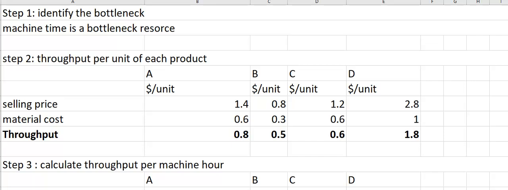And we are told in the question that the bottleneck resource is machine time or machine hours. Step number 2, we are told we should calculate throughput per unit.